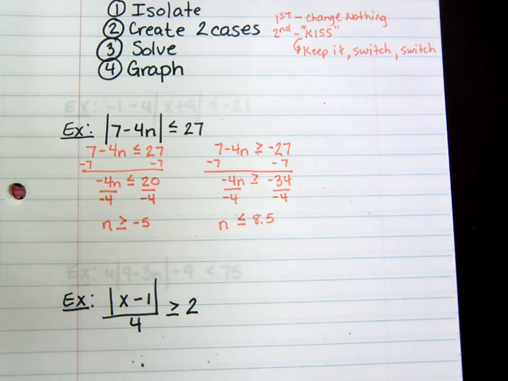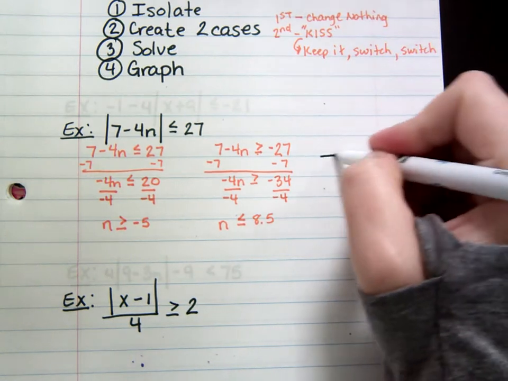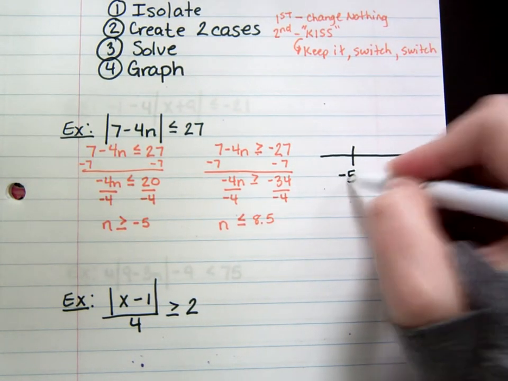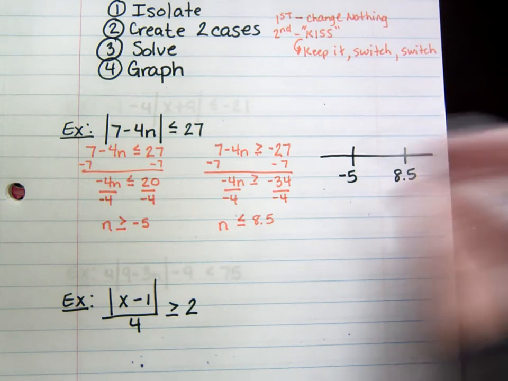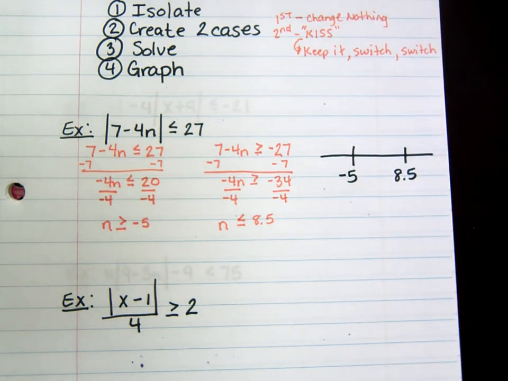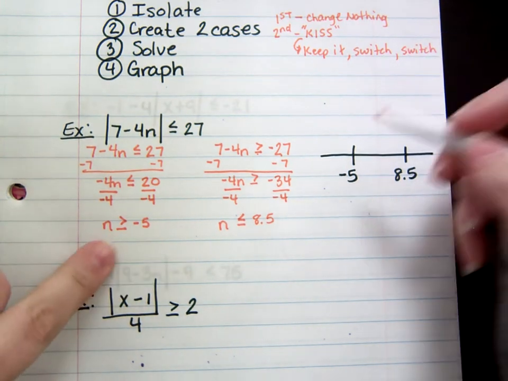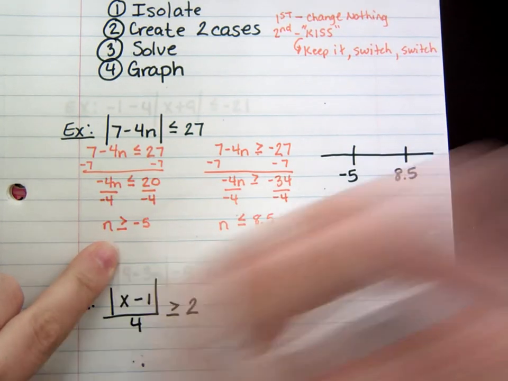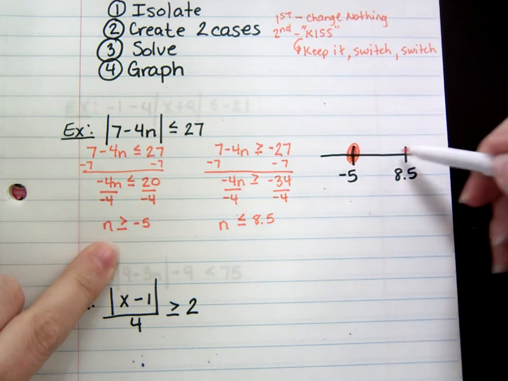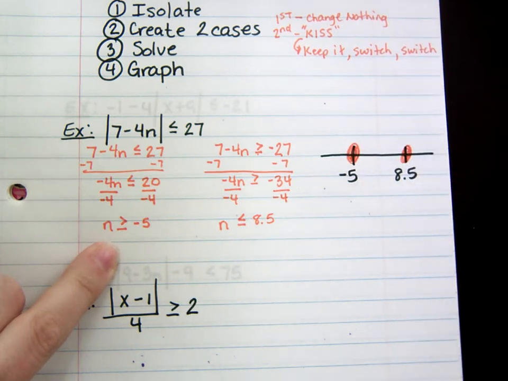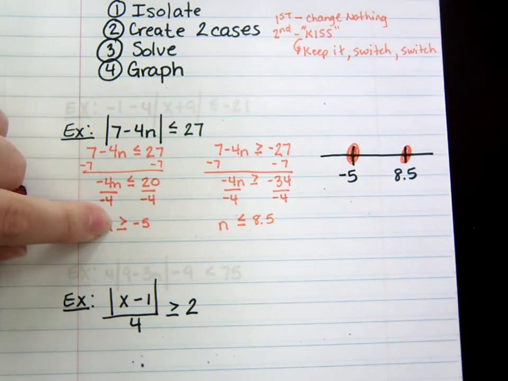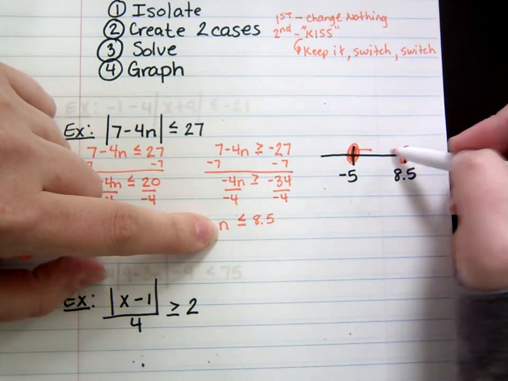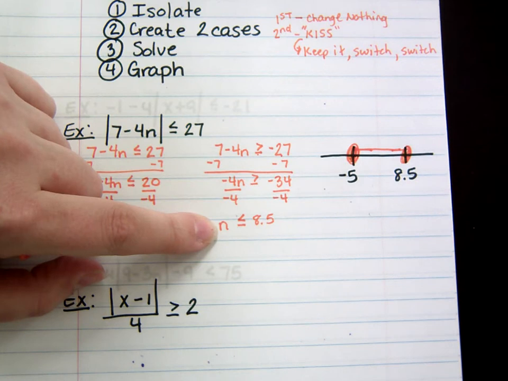So let's put this on a number line, and I don't have a lot of room here, so I'm just going to do this. Whenever I go to put these on a number line, you're going to have a closed dot at both of these locations because it's or equal to. So I have a closed dot at negative 5 and 8.5. Greater than or equal to negative 5 means it goes to the right. Less than or equal to 8.5 means that part goes left. So they meet in the middle.